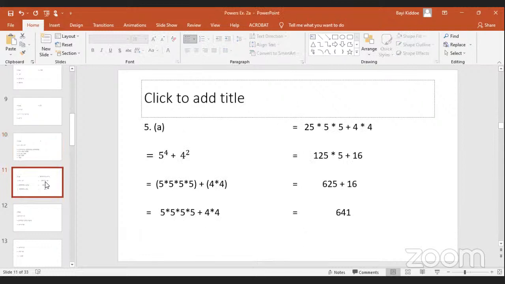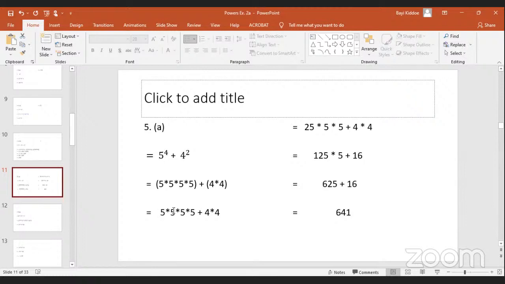Let's continue. We have 5a, 5 to the 4 plus 4 to the 2, right? And 5 to the 4 is 5 times itself 4 times, that's 5 times 5 times 5 times 5. Bring down the plus sign. I have 4 to the 2, which is 4 times itself 2 times, which is 4 times 4. Now 5 times 5 times 5 times 5, we'll bring that down here. 4 times 4, bring that down here. This time I broke it down, right?